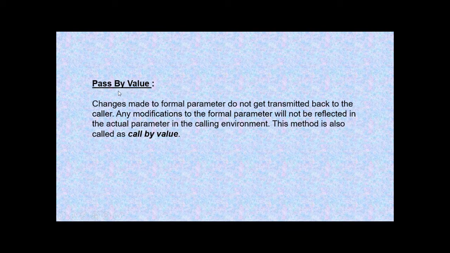Changes made to, this is the main feature of pass by value, we also call it as pass by value or call by value. So changes made to formal parameter do not get transmitted back to the caller. So any modification to the formal parameter will not be reflected in the actual parameter in the calling environment. This is the main definition of call by value or pass by value method. So any changes which will be done to the formal parameter will not be reflected to the actual parameter. So let's see this by an example.